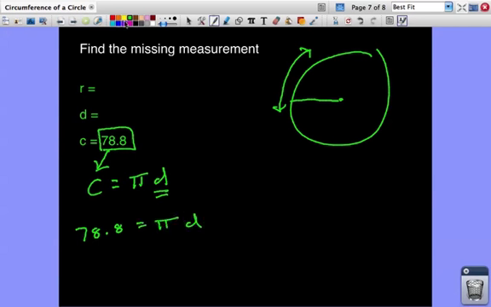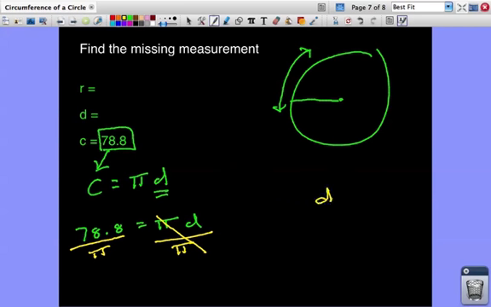This is multiplication right here. So the cool thing with multiplication is we can cancel out multiplication by doing its opposite, which is division. Because I have pi times diameter, and I want to get this diameter by itself, I need to divide by pi. And whatever I do to one side of an equation, I have to do to the other side. Okay, so if you have your circumference, all you need to do is take your circumference and divide it by pi, and that's going to give you your diameter every single time.